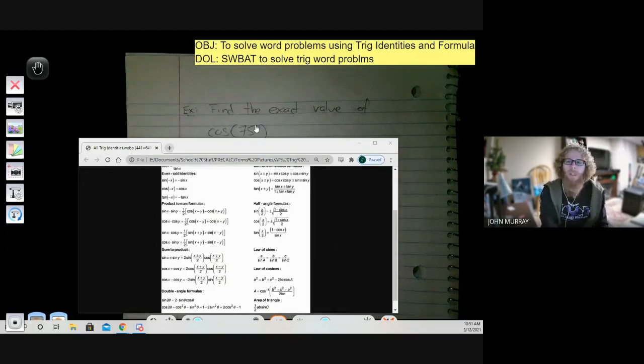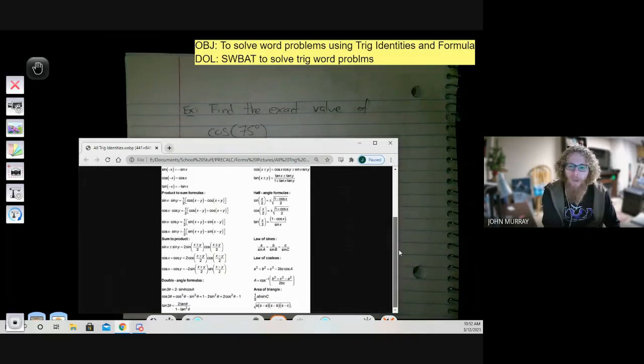All right, so we want to find the exact value of cosine of 75. Now, we have a few different ways to do this. Well, we're not going to be using product to sum or sum to product. We're not multiplying two cosines or two sines, and there's no addition there. So when you look at this, there's a few things you want to ask yourself.